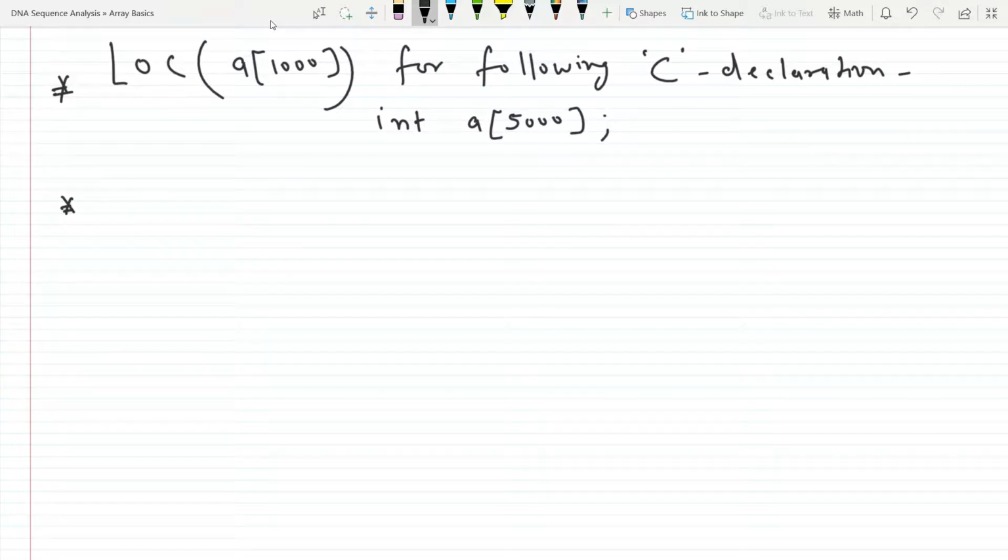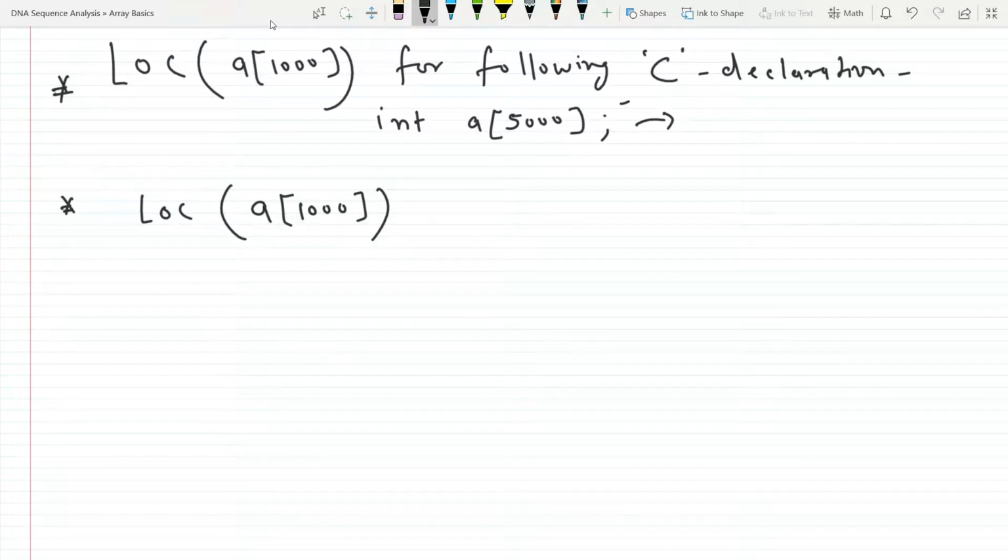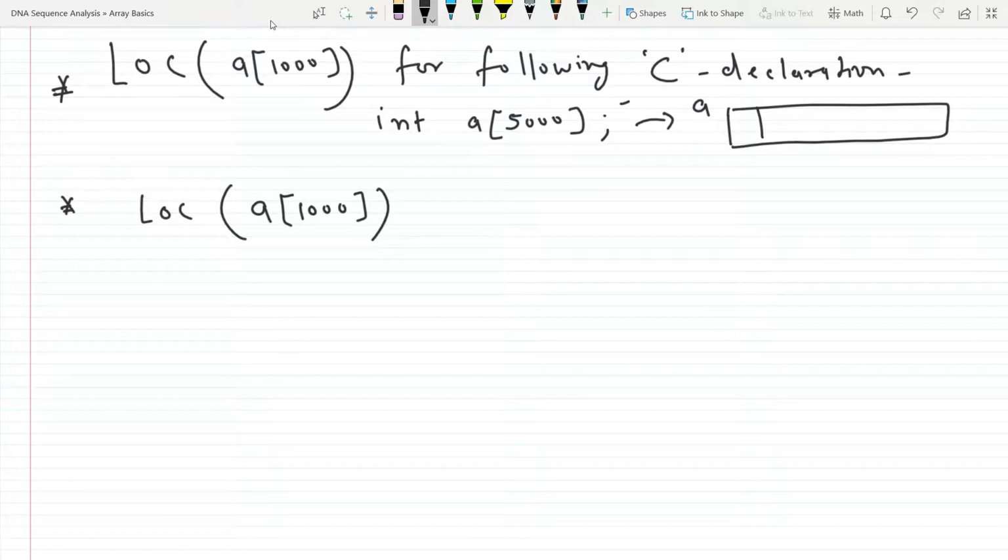So location of A of 1000. Okay, what is the impact of this line? This is a declaration. So the impact of this line is that internally this array A takes contiguous memory, and indexing by default is 0, 1, 2 and up to what? The size is 5000, so the last index is 4999, like this. Okay.